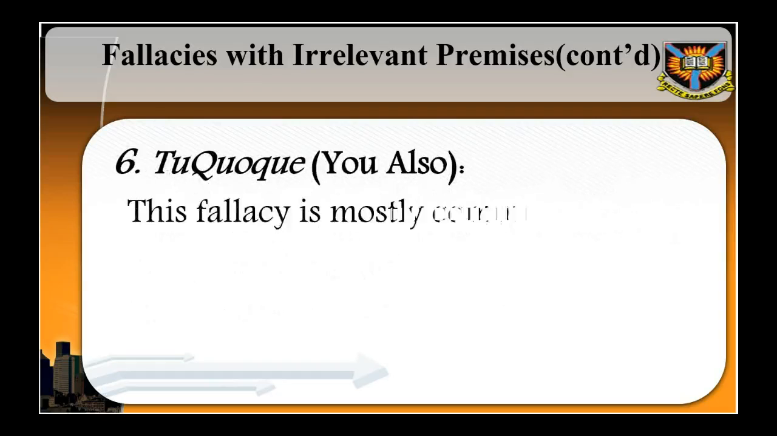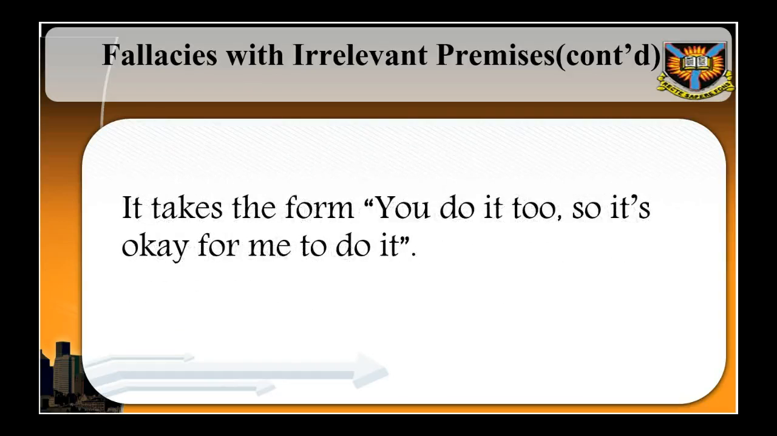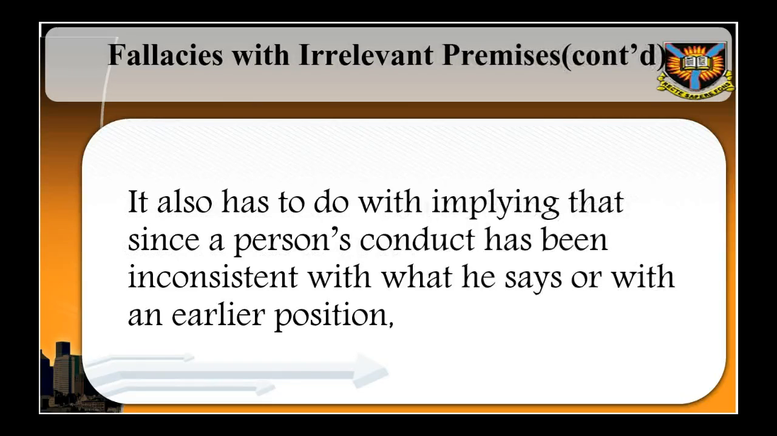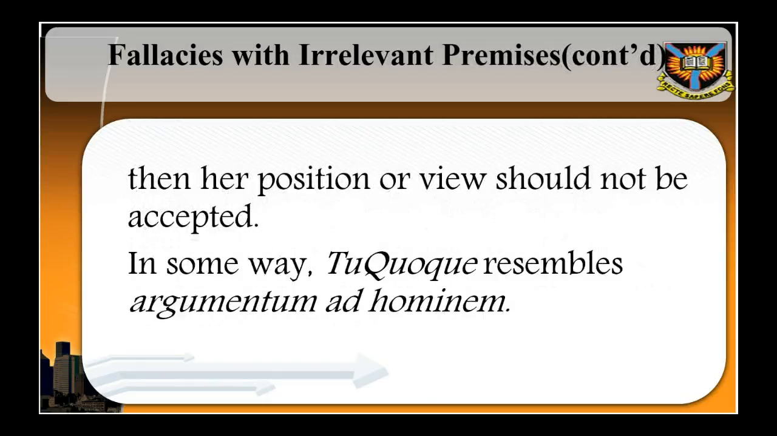Tu quoque, that is, you also. This fallacy is mostly committed when we are trying to get ourselves off the moral hook. It takes the form, you do it too, so it's okay for me to do it. It also has to do with implying that since a person's conduct has been inconsistent with what he says or with an earlier position, then a position or view should not be accepted. In some way, tu quoque resembles argumentum ad hominem.